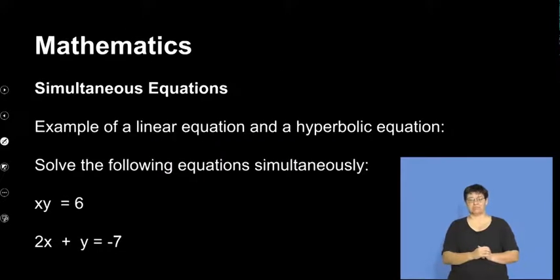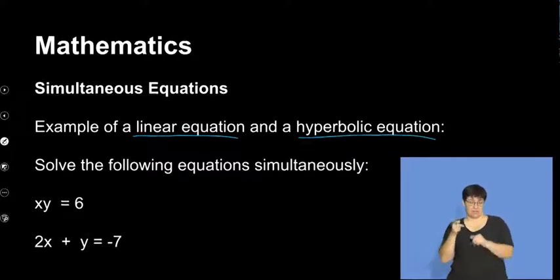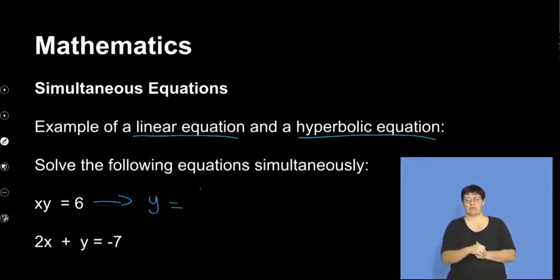Now, this is an example of a linear equation and a hyperbolic equation. A linear equation will be 2x plus y equal to minus 7, and then this will be the hyperbolic, which is xy equal to 6. It's called a hyperbolic equation, right? If you wanted to make it explicit to show you what I mean when I say hyperbolic, it's normally 6 over x, because remember an equation is always like y is the subject of the formula, but you don't really need to focus on that as yet.